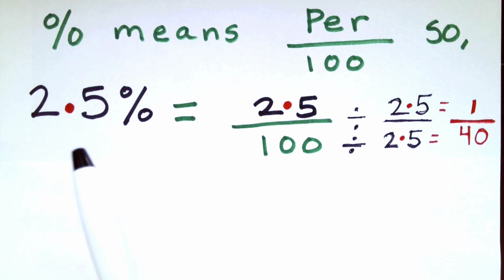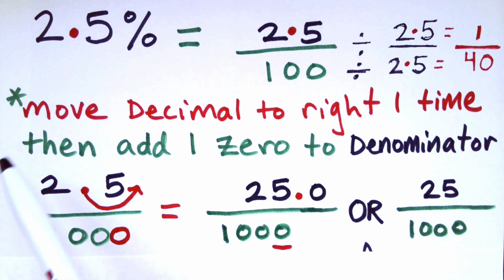We're going to move that decimal one time to the right. But if you move the decimal one time to the right, you've got to do something special with the denominator. Do you know what that is? Okay, so what you would do is move the decimal to the right one time, then add a 0 to the denominator's place. I want to show you a visual. You take that decimal and move it to the right, and for every time you move it to the right, you add a 0. So here we're just moving it one time, so I add a 0 to the denominator's place.